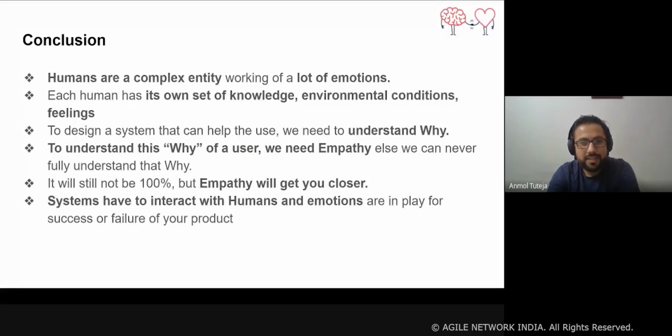So I will conclude: humans are a complex entity with a lot of emotions. Each human has their own set of knowledge, environmental conditions, and feelings. To design a system that can help the user, we need to understand the why. To understand this why of a user, we need empathy, as we can never fully understand that why. We'll just know what the why is. It will not be 100% that we understand it, but empathy will definitely get us closer. And lastly, systems have to interact with humans, and emotions are in play for the success or failure of your product. So always keep that in mind.